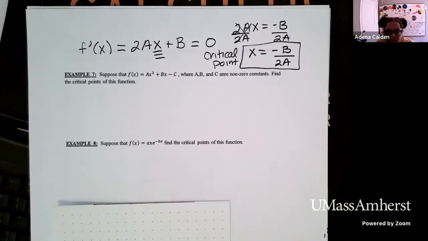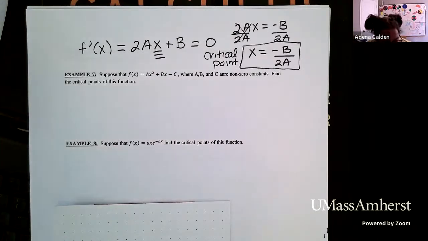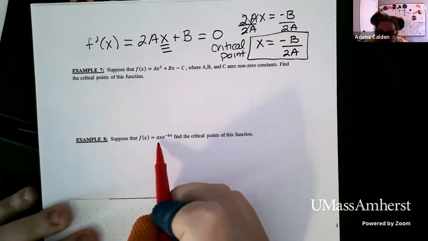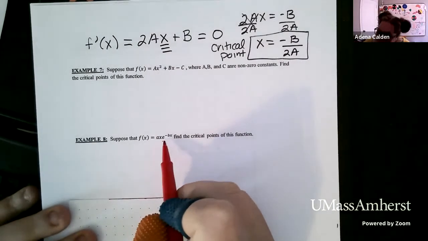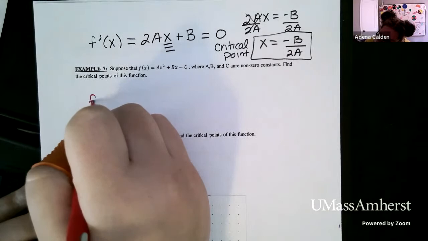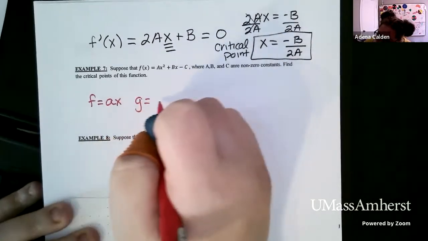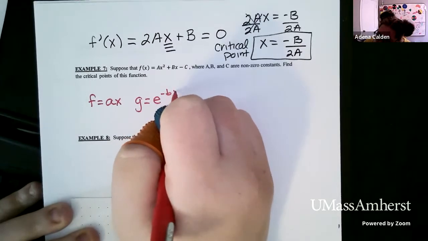Now, when we think about this for example 8, again, we have to be a little bit more careful here because we do have a product rule to start with, and then the algebra of the factoring is a little bit more tricky. So let's see how this all shakes out. Because we have a product rule, I have ax and e to the negative bx. So I'm going to call my f ax and my g e to the negative bx.